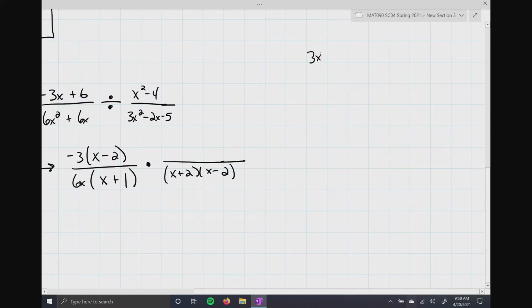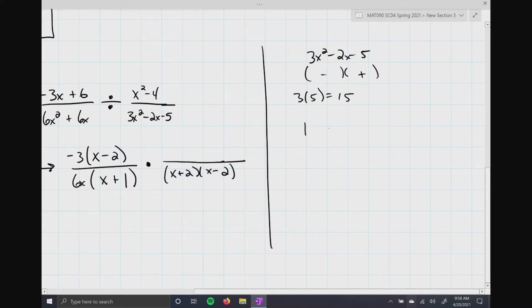I'm going to write 3x squared minus 2x minus 5, and I'm going to go ahead and use my AC method. So I get an idea: a minus and a plus. That's pretty nice. Then I'm going to take 3 times 5, which is 15. Write out the factors of 15. I know one of them is negative, one is positive. They need to combine to give me negative 2. That only happens when I have positive 3 and negative 5.